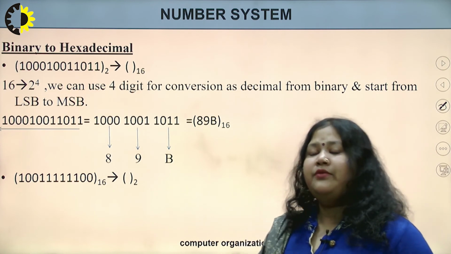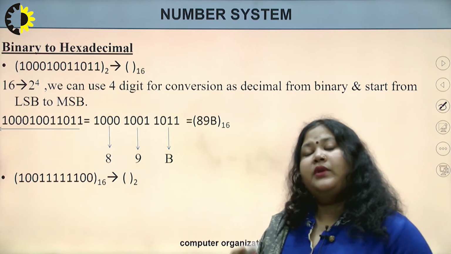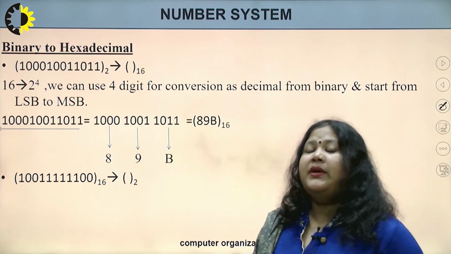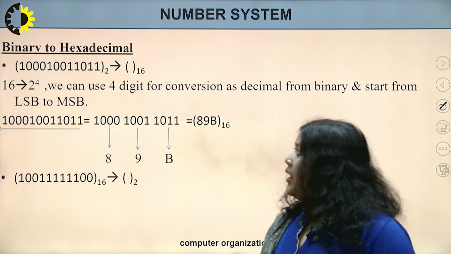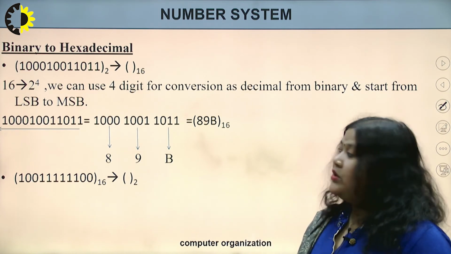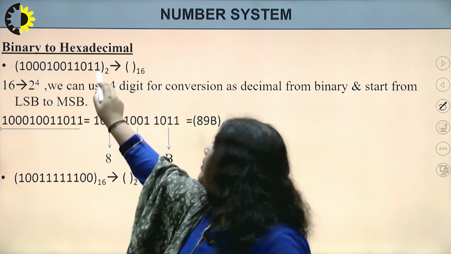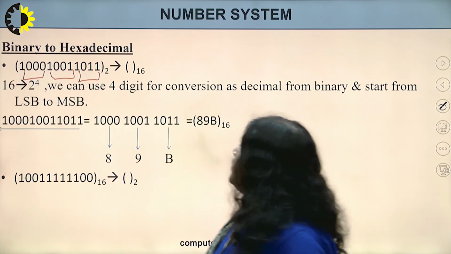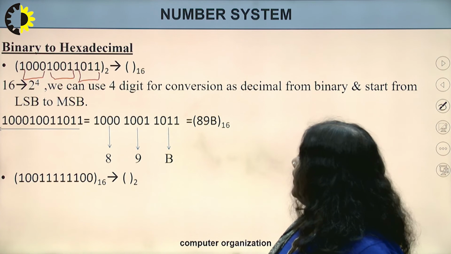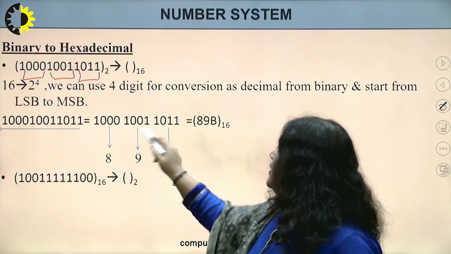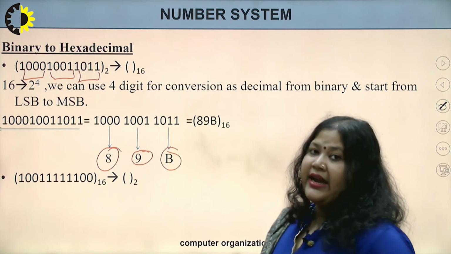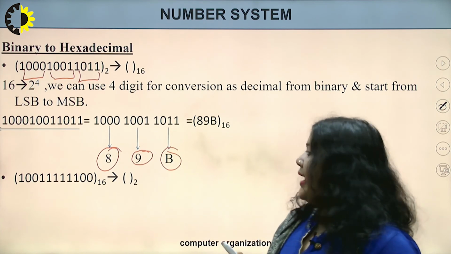When we have a number in binary form and want to convert it to hexadecimal, we have to group by 4 bits, starting from the LSB to the MSB. Take the grouping of 4. So it is basically 1011, 1011 is B, 1001 is 9, and 1000 is 8. So the answer is 89B when converting binary to hexadecimal.